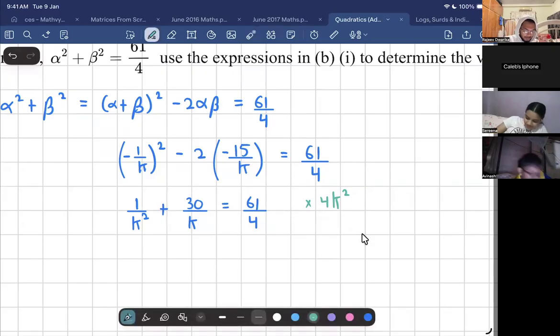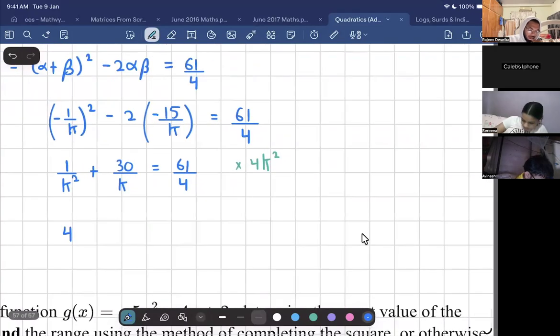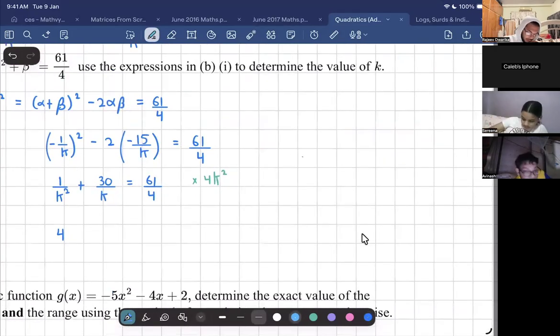So let's continue. Caleb, if I multiply 1 over k squared by 4k squared, the k squared is going to cancel off, right? So it's going to be 1 by 4, which is 4. I'm going to put the work on the side. I don't want to rush anything. So 1 over k squared multiplied by 4k squared: the k squared and the k squared cancel off, and you end up with 1 by 4, which is 4. Next one, we have 30 over k.